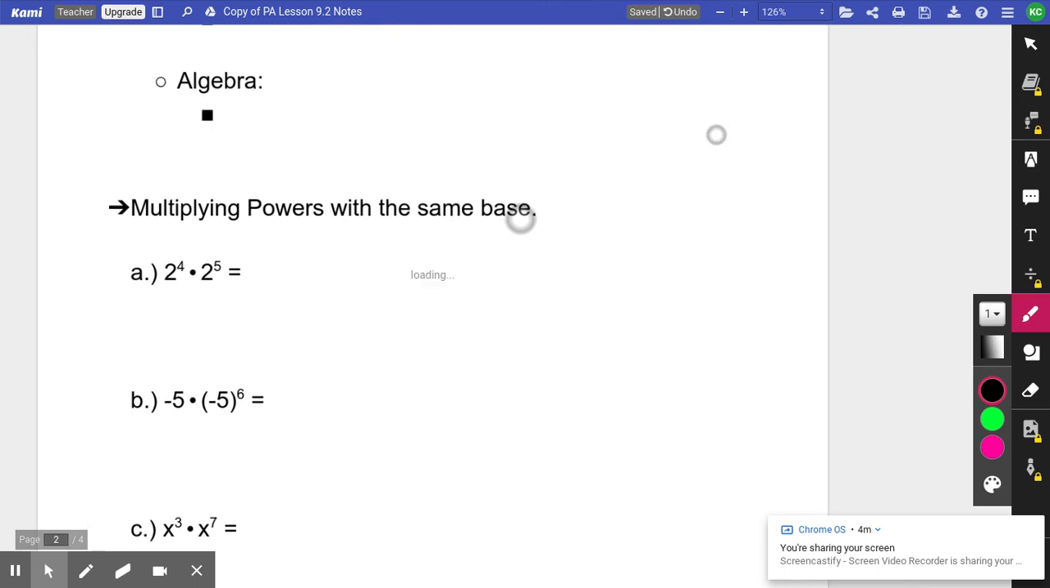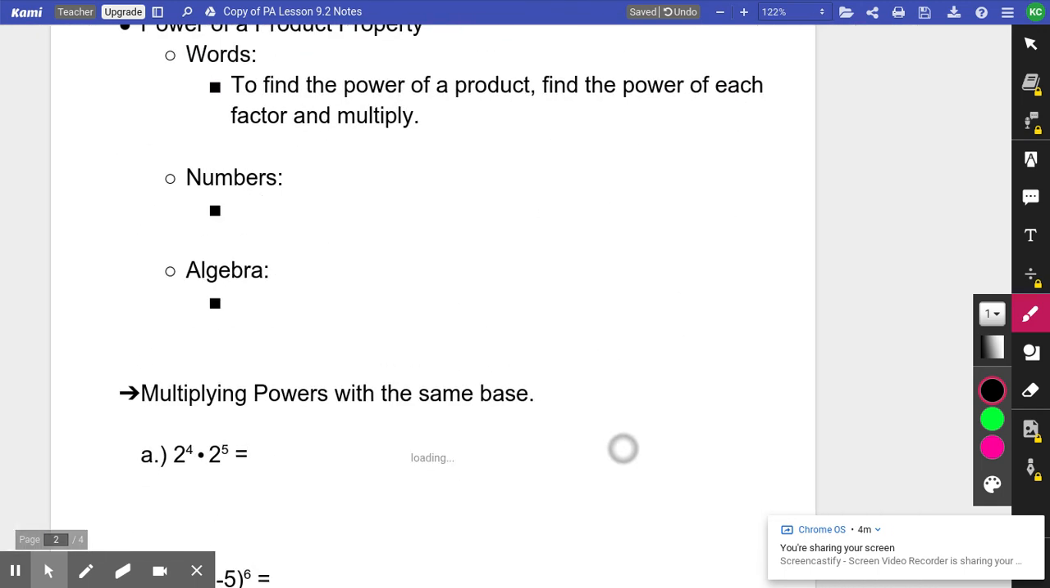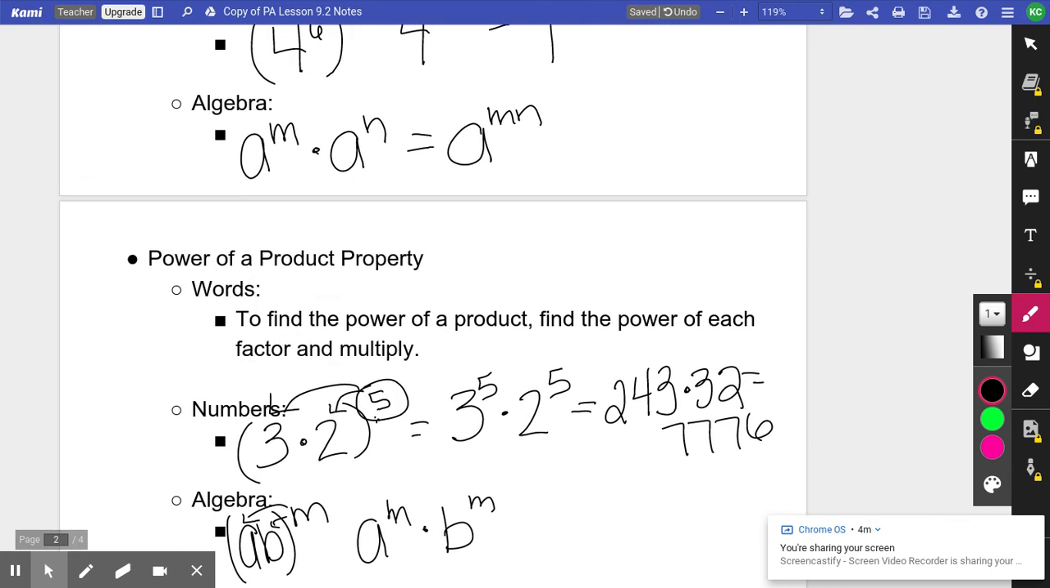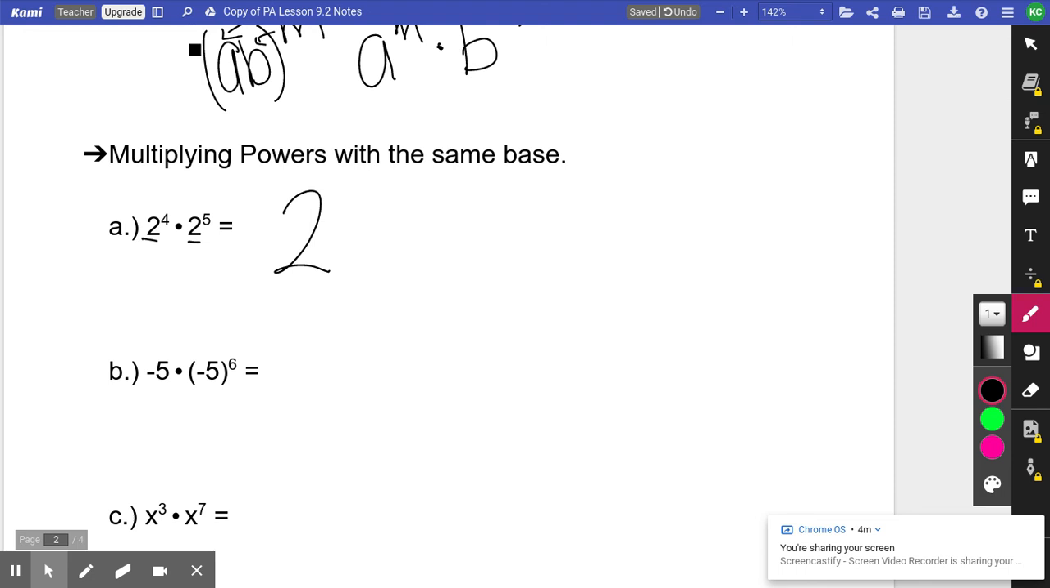Okay, so we're going to start off simple. We're going to start off with multiplying powers with the same base. So if you look back, whenever we're multiplying powers with the same base, all we do is we add our exponents. Okay, so my base is 2. So I'm going to have 2 to the 4 plus 5, which is going to give me 2 to the 9th power. Okay, and for this part, we can just leave it 2 to the 9th power.